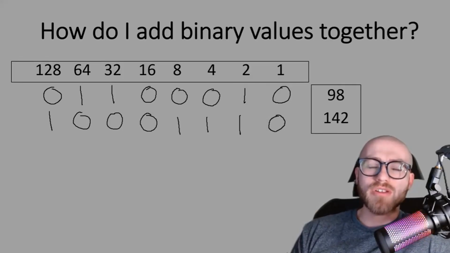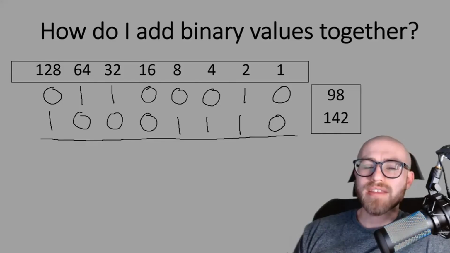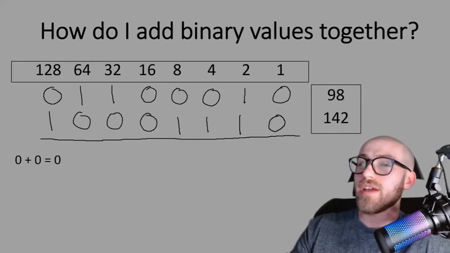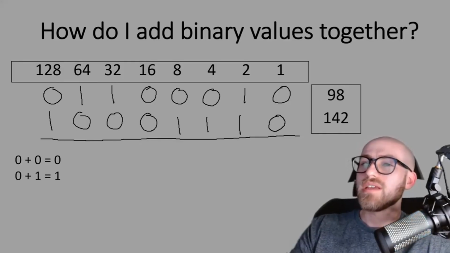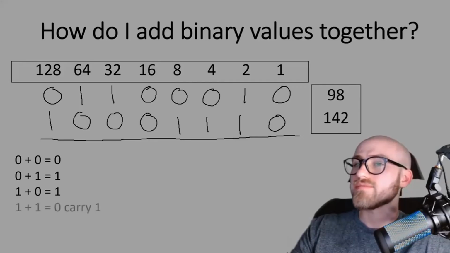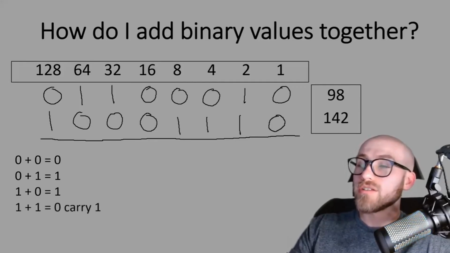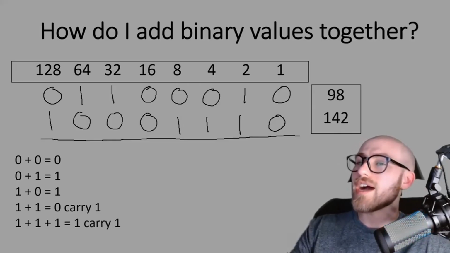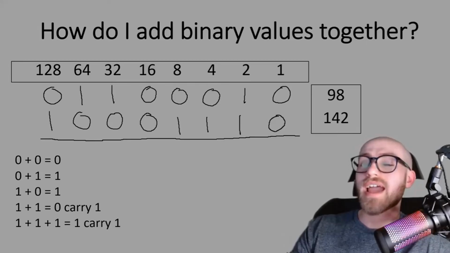So at this point, we've got 2 binary values, and we are going to learn how to add these 2 together. So I'm just going to put a little line underneath that. So the method here is if we have a 0 and a 0, we add those together, it's going to give us 0. 0 add 1 is going to give us 1. 1 add 0 is going to give us 1. 1 add 1 is going to give us a 0, carry 1. 1 add 1 add 1 is going to give us a 1, carry 1.